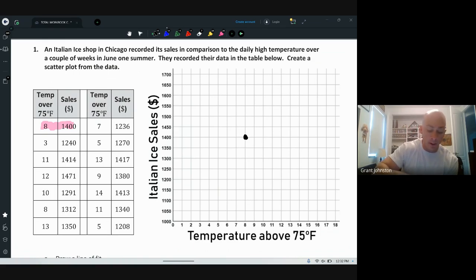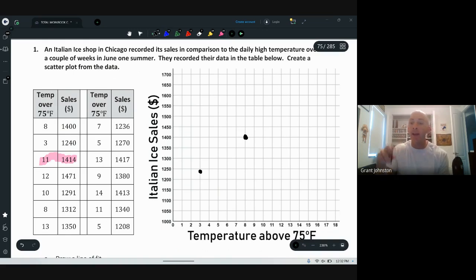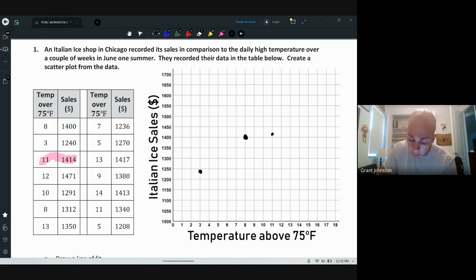Now the next one we'd have to graph would be the 3, 1,240. So 3, 1,240 would be about here. And you're going to have to estimate on this quite a bit when you're plotting these points. And you don't have to be wonderfully correct. We're really just trying to get a trend of where these dots are, because we're going to create a line of fit. So 11, 1,414. That would be like here, maybe.